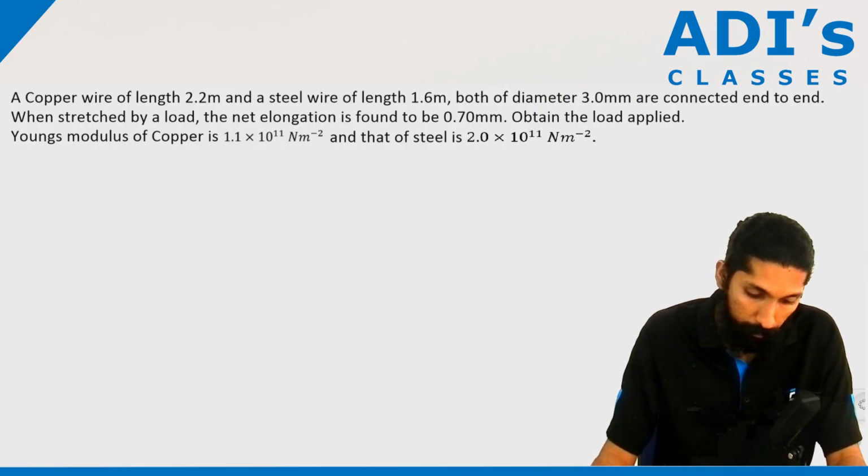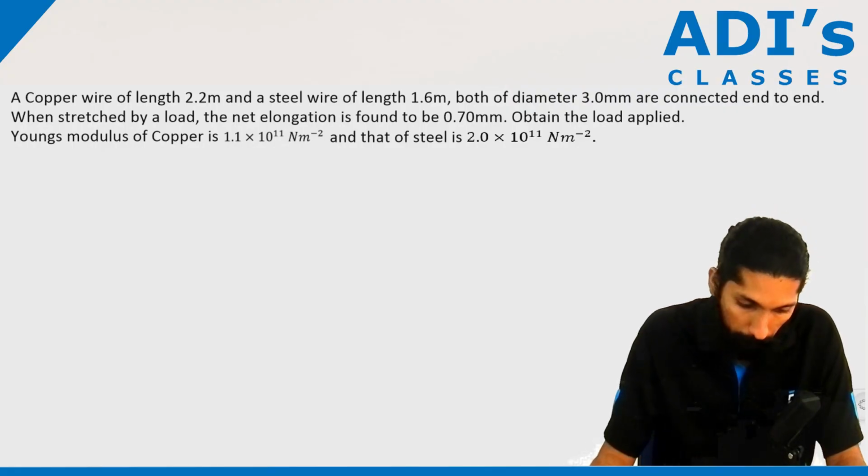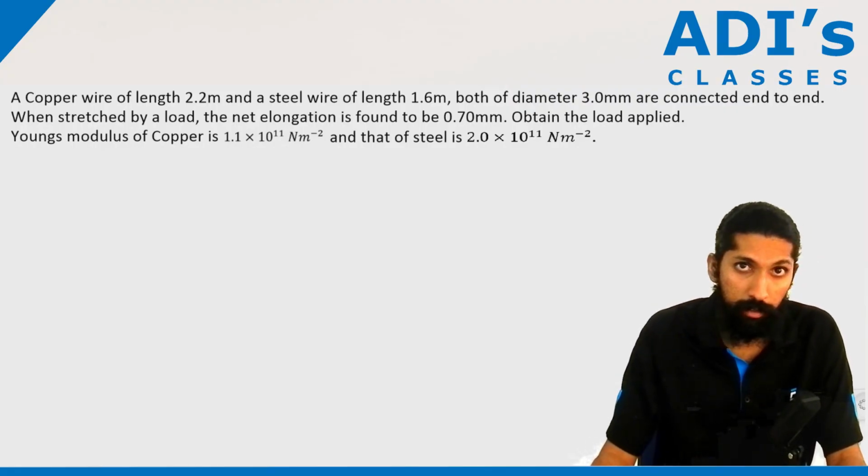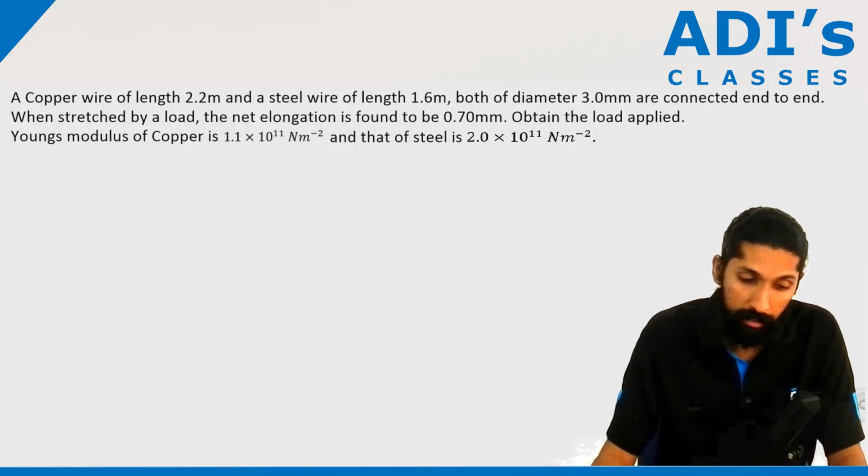Now what is given to you? Young's modulus for copper is 1.1 into 10 to the power of 11 and that of steel is 2 into 10 to the power of 11 Newton per meter square. Correct? Now remember, the net elongation is given. So that is delta L1 plus delta L2. It is not just one thing. Alright, so keep that in mind and see what formula you are going to take.